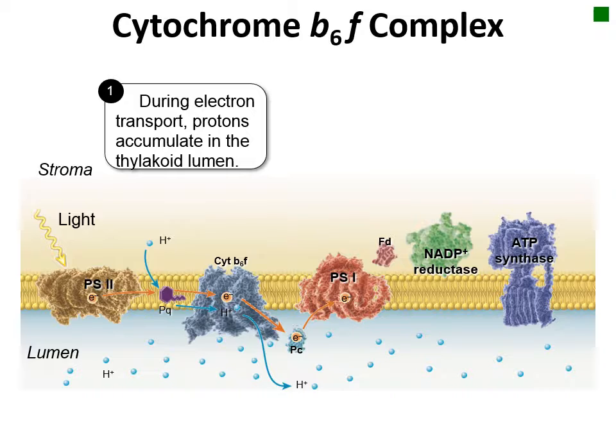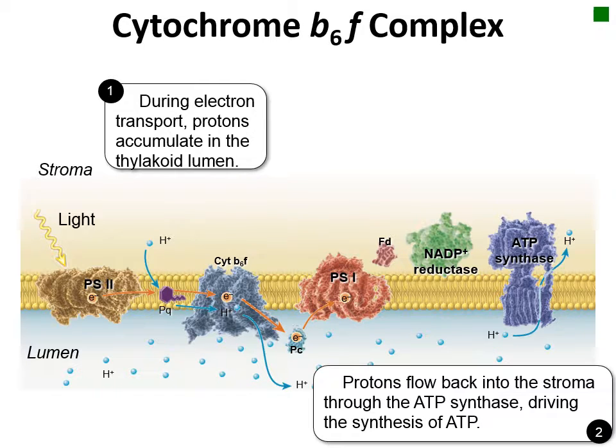This proton gradient can then be used to flow back through ATP synthase, generating ATP through oxidative phosphorylation in the same mechanism as was observed in cellular respiration. It is important to note that this ATP is not used to power all the plant's metabolic processes. Plants have mitochondria to do that.